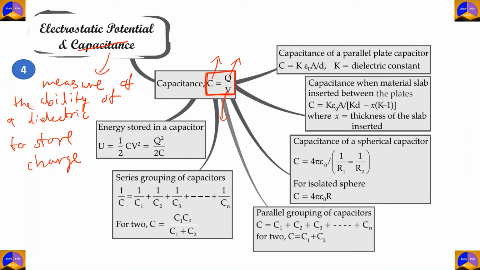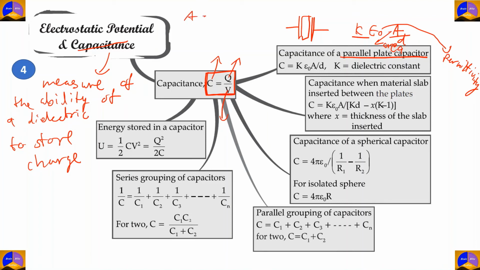Capacitance of a parallel plate capacitor, C is equal to K epsilon naught A by D. K is dielectric constant. So what it means is that suppose we have two plates present and a dielectric material is kept here. The capacitance produced by this setup, known as parallel plate capacitor, is K epsilon naught A by D. The K here is dielectric constant. Epsilon naught is permittivity of free space.